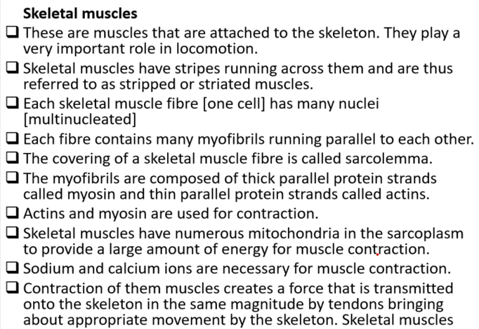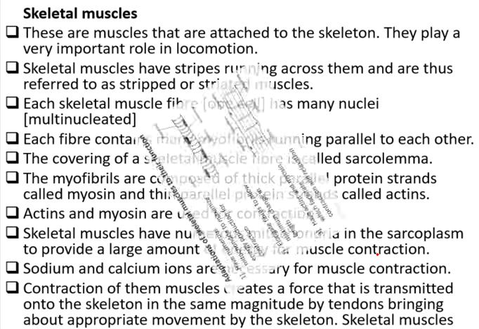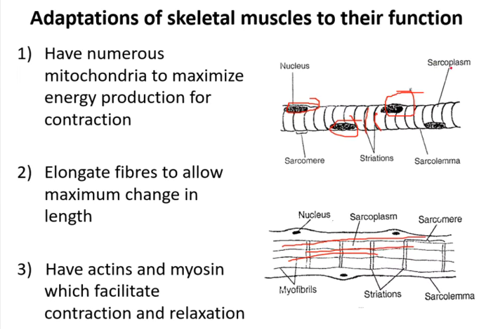Then the sodium and calcium ions are necessary for muscle contraction, and contraction of muscles creates a force that is transmitted onto the skeleton in the same magnitude by tendons, bringing about appropriate movement by the skeleton. And the skeletal muscles contract and fatigue very fast. You can look at how the skeletal muscles look. You can see the sarcomere, the sarcolemma, the striations, the myofibrils, sarcomere.